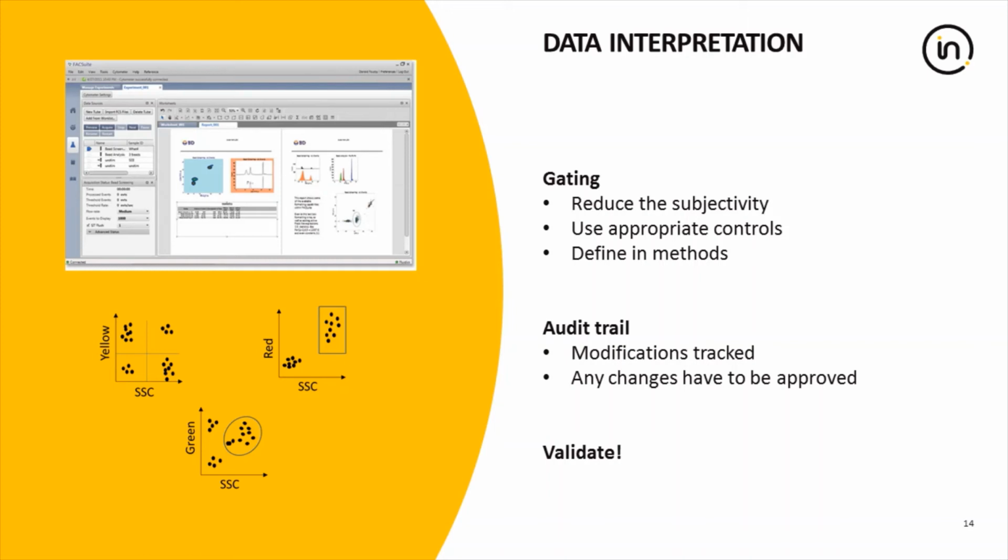And then if you're using gates which can be adjusted, it's important to have an audit trail. Again, the FACSLyric system provides this. These log when a user makes a change and also require approval before the data can be reported. Whatever the gating strategy or data processing methodology, it's essential that it's part of any validation.